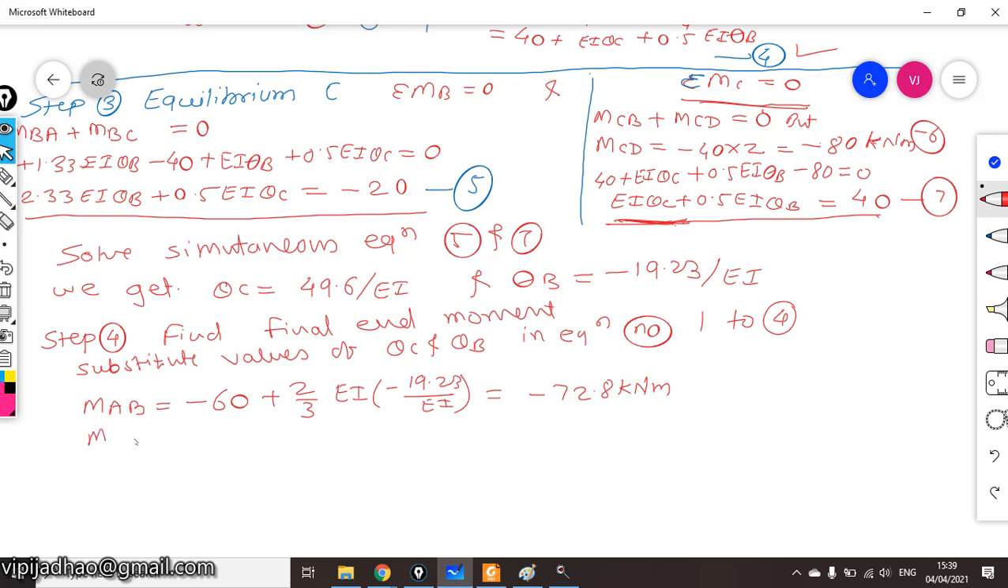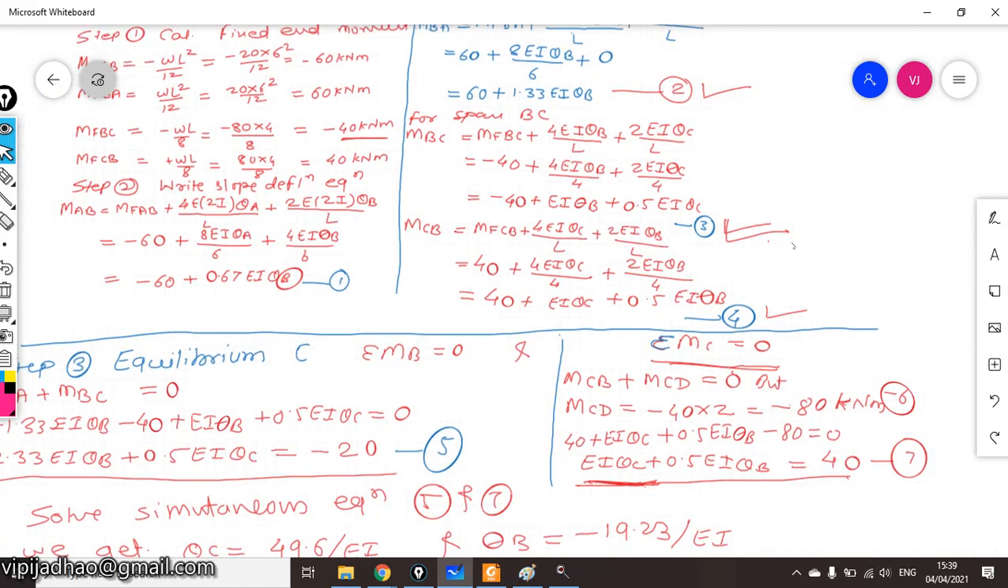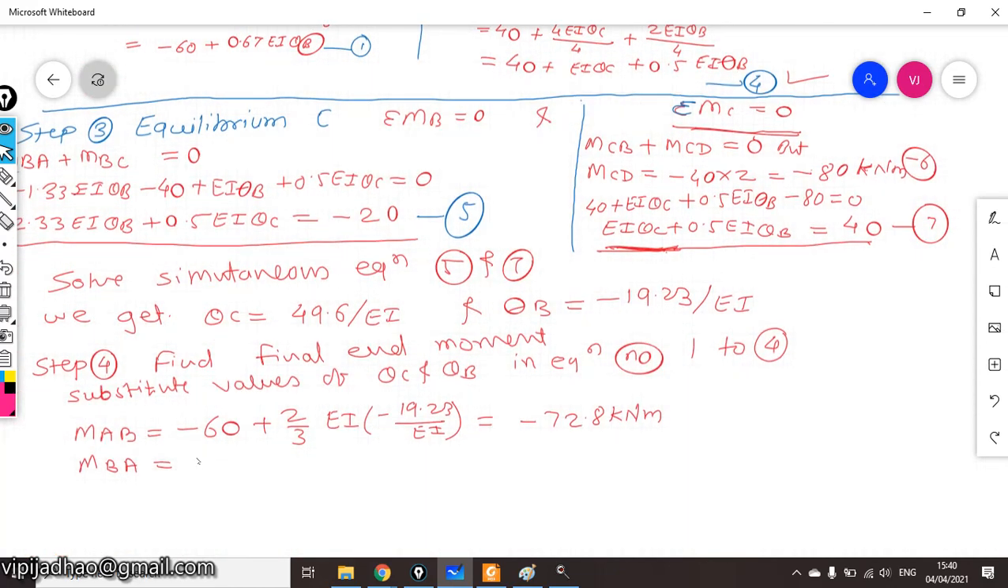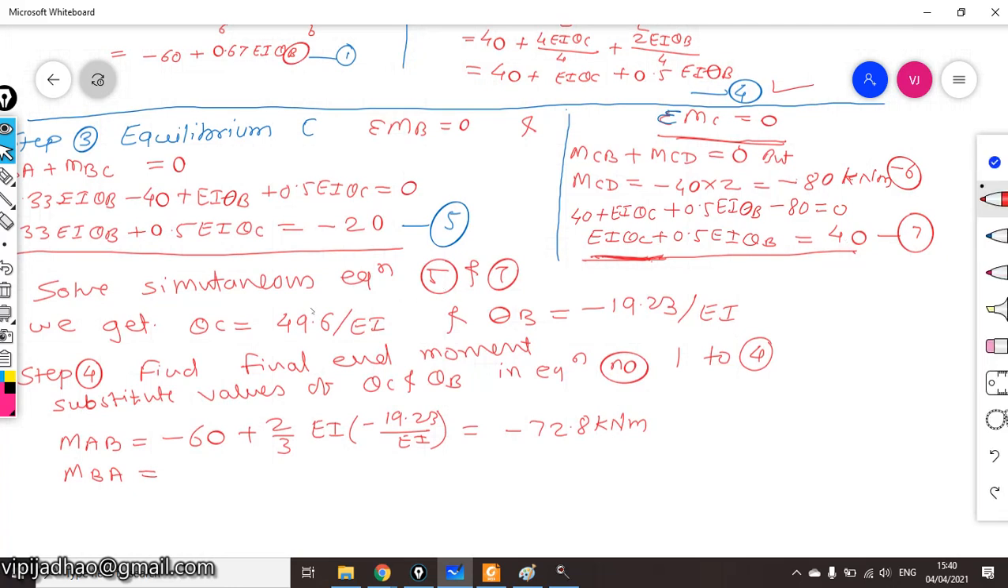Similarly, put the value of theta B and theta C in equation number 2. We get MBA, we have MBA equation number 2. You can see here we have equation number 2. Put the value of theta B in this particular equation. So we get MBA is equal to 60 plus 1.33 EI theta B. Here put the value of theta B as minus 19.23 divided by EI. So we get this value as 34.36 kilonewton meter.